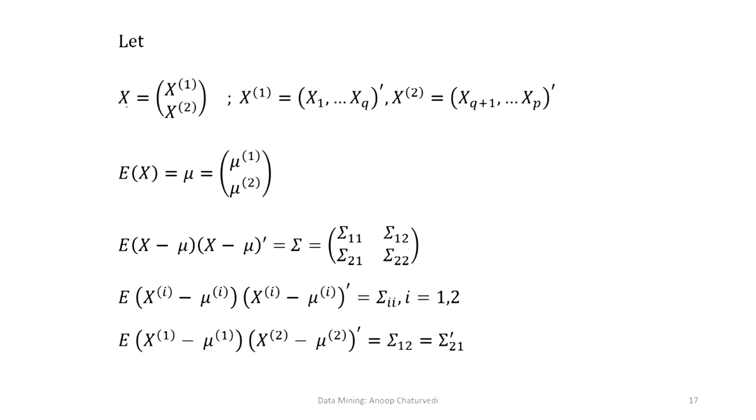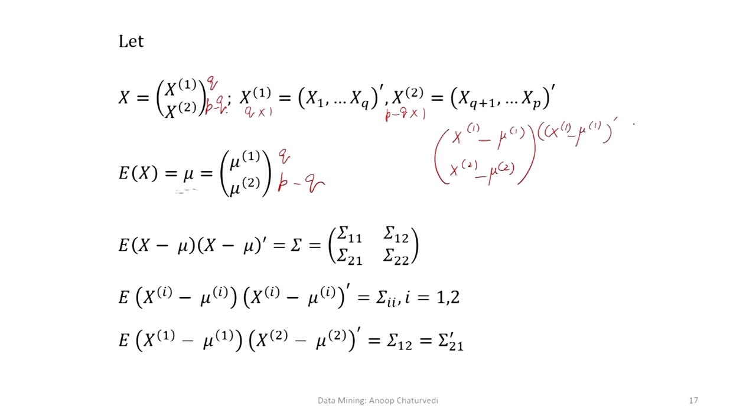Now, suppose we partition x in this form. So, we take first q components and then p minus q components. So, x1 is a q cross 1 vector and x2 is a p minus q cross 1 vector. Then expectation of x is equal to mu, and again we partition mu also into first q and last p minus q components. Expectation of (x minus mu)(x minus mu) transpose. Again we write x minus mu as x1 minus mu1, x2 minus mu2, and transpose of this is (x1 minus mu1) transpose, (x2 minus mu2) transpose.